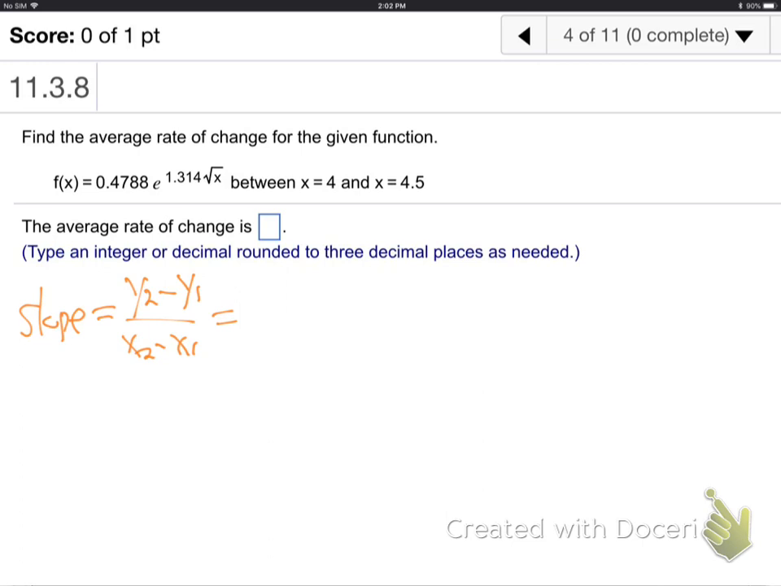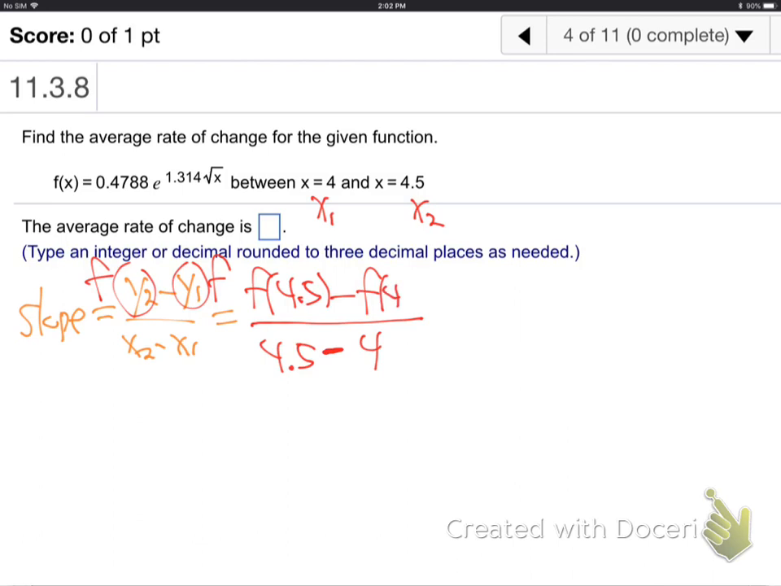So take it from there. So in the bottom, what's my x1 and my x2? These guys, right? x1, x2. Put them on the bottom. 4.5 minus 4. And now, what do you do on the top? What is y2 and y1? Well, it's f and f, isn't it? Y values are f values. So in other words, it's f of 4.5 minus f of 4.